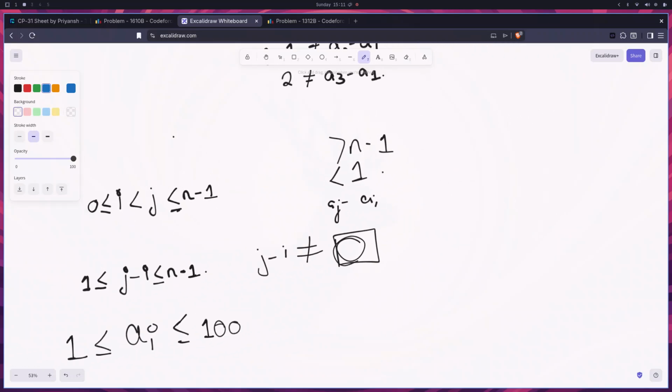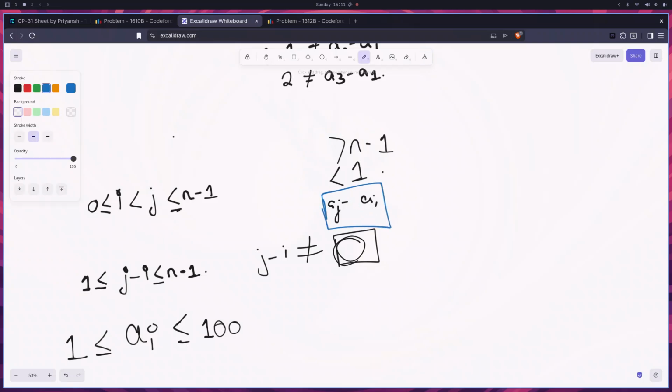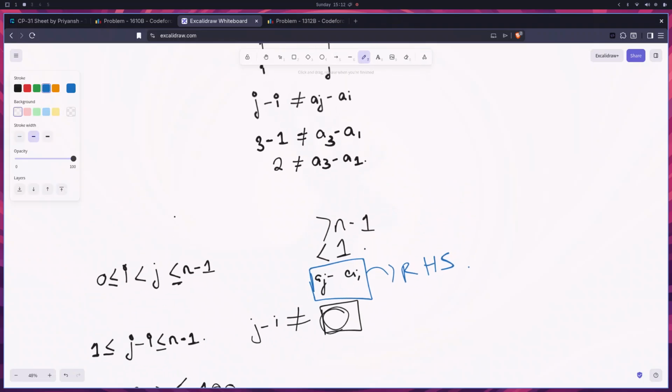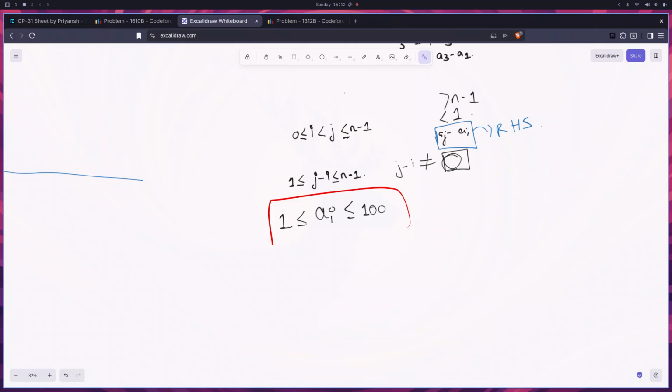Okay, these are the two conditions we have observed, right? It should be either less than 1 or greater than n minus 1. Now we need to check, is it possible to make the RHS like this? Because this is just a comment we have passed on the RHS, but according to the given array we need to state whether this is possible or not. Now according to the given array, each number lies from 1 to 100.